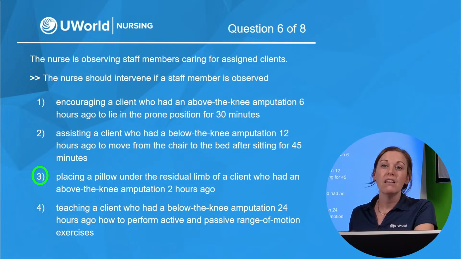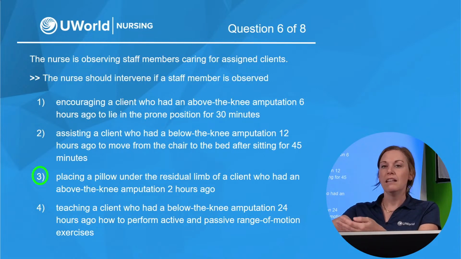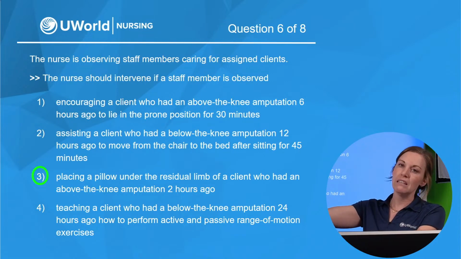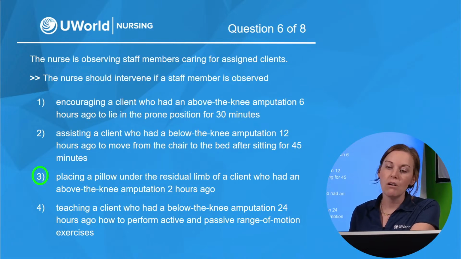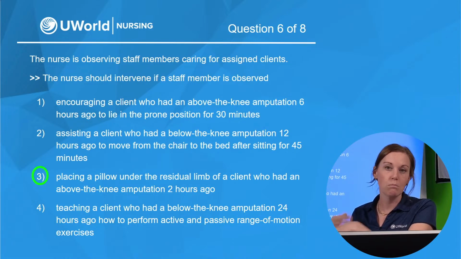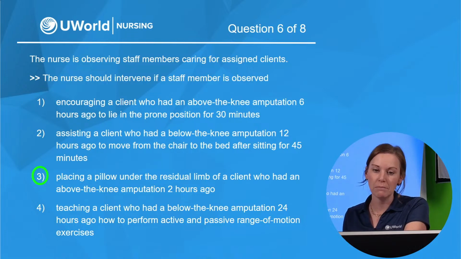So thinking about things that can cause that flexion. Elevating that limb on a pillow, if your limb is like this and you put a pillow under it, it's going to cause that flexion. So that's what we're worried about. We don't want to promote any movement or positions that can increase contractures from happening.